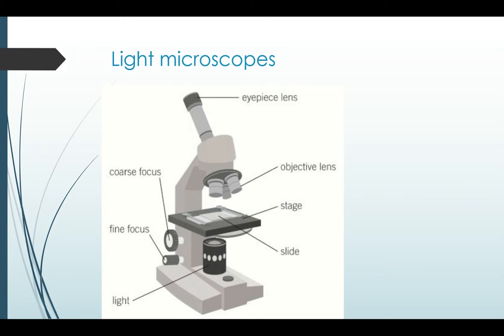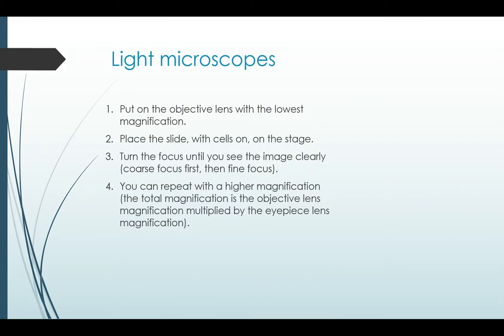So this is a light microscope. As you can see, it's got all of these different things. And with light microscopes, you put the objective lens on the lowest magnification, and that's the way you start off if you want to use one of these. And then you have to place the slide with whatever you're looking at on the stage.